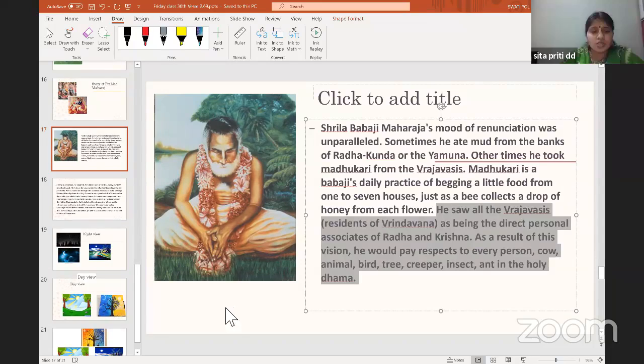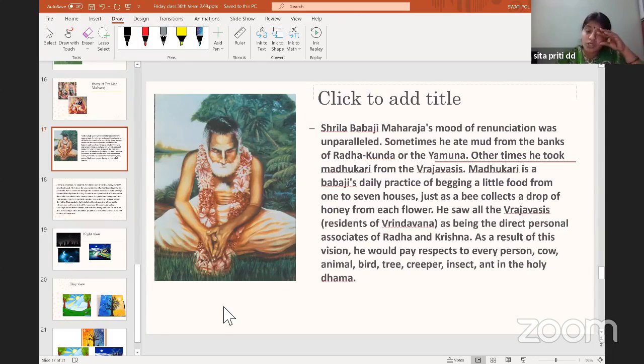Okay. So see, this is what a Krishna conscious person or a spiritual person will see. He will try to look for the Lord in each and every person, each and every animal, each and every soul. He is going to look for Krishna. So this was the daily routine of Babaji Maharaj.